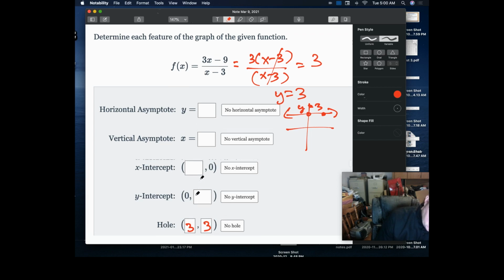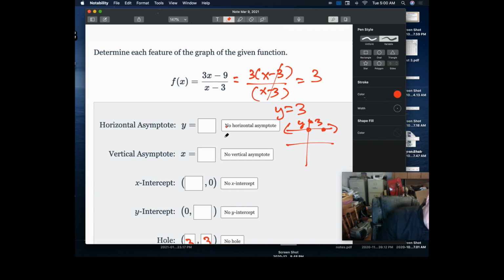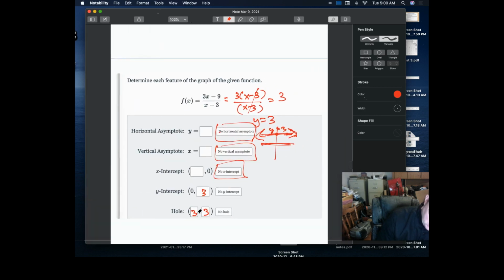Let's see here. So what's going on here? It's a line. It doesn't have a horizontal or a vertical asymptote. It doesn't have an x-intercept either, right? Because it's a horizontal line that's not on the x-axis, so that doesn't exist. And the y is going to cross at 3.